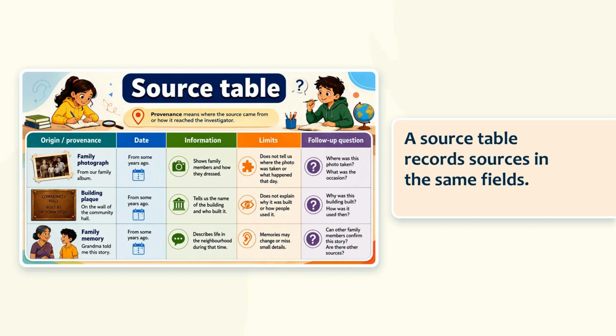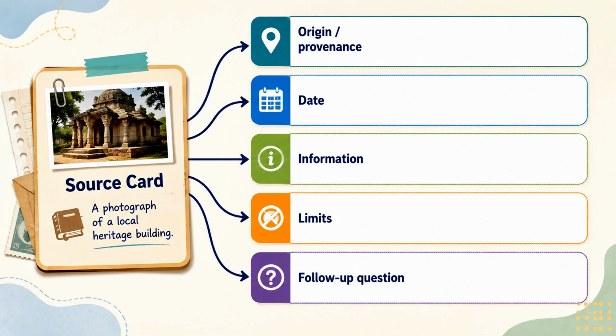A source table records sources in the same fields. That structure helps us compare sources without losing important details. Without an organized record, it is easy to forget where a detail came from or to mix one source with another. Provenance matters because different sources may reach us in different ways. The limits column is equally important because a source may be useful without answering every question. A follow-up question then turns that limit into a next step rather than a guess.